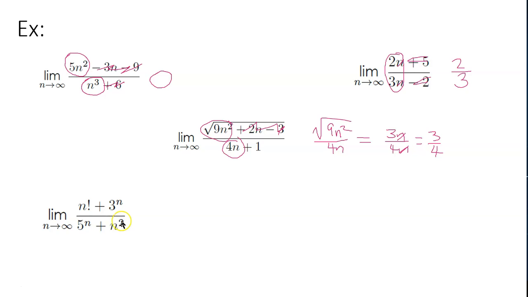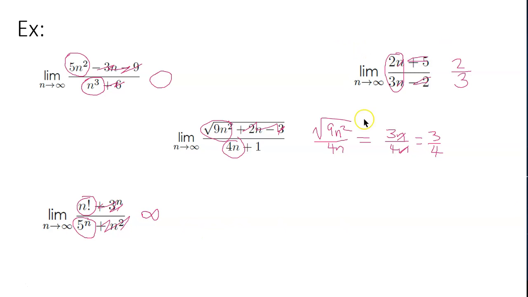Okay, let's do this one. Here we have the limit as n goes to infinity of n factorial plus 3 to the n over 5 to the n plus n squared. If I look at the bottom, n squared is really slow compared to 5 to the n. So 5 to the n is the one I care about on the bottom. The n squared is noise. On top, now we have an exponential, but we have factorial. Factorial wins. The 3 to the n is lost in the dust. So I've got n factorial on top, 5 to the n on the bottom. N factorial is the fastest, so this will be infinity.